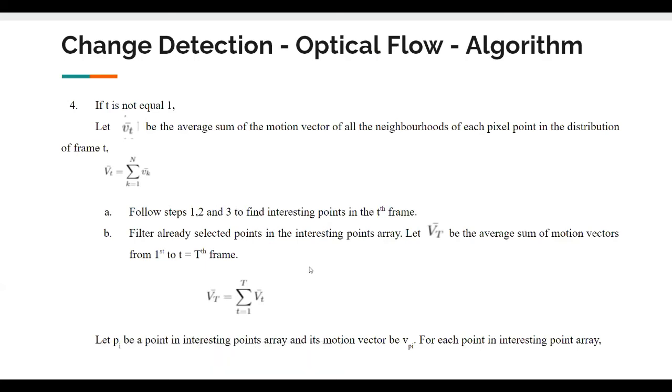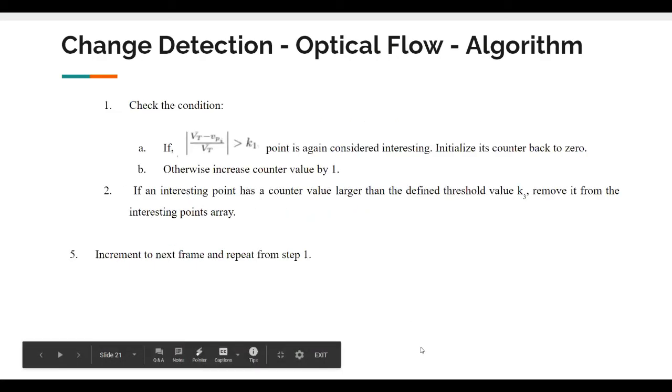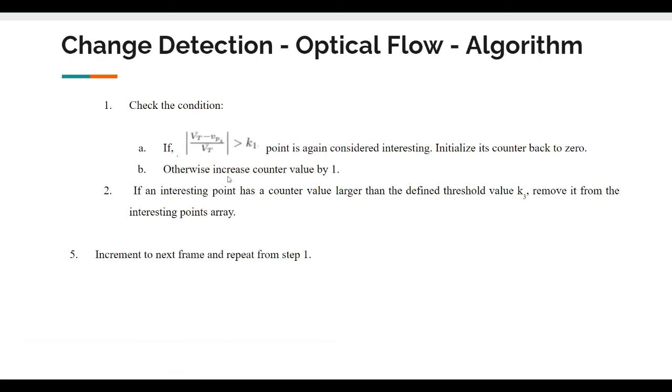The point that we want to check for being interesting is pi, and its motion vector is vpi. We do that normalization again and check whether it exceeds the threshold k1. If it exceeds, then we initialize its counter value back to 0. Otherwise, we increment the counter value by 1. Then we continue this process, and if this counter value exceeds a particular threshold k3, then we remove it from the interesting point array.